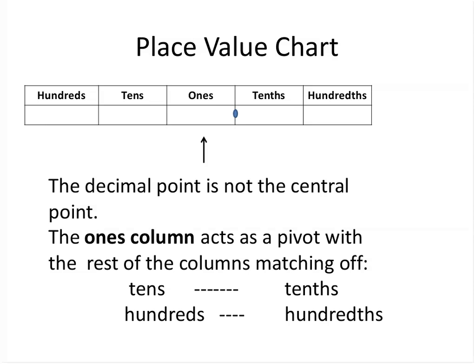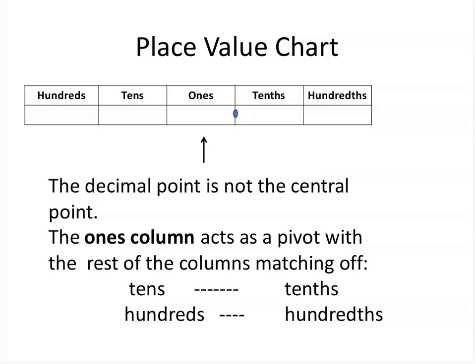Coming back to our place value chart, you can see the decimal point. In here, I'm trying to demonstrate that the decimal point is not the central point. A lot of our students believe that the decimal point is like the fulcrum of a scales and forms the basis on which everything flows. This is actually incorrect. The ones place, or the ones column, acts as the pivot with the rest of the columns matching off on either side.